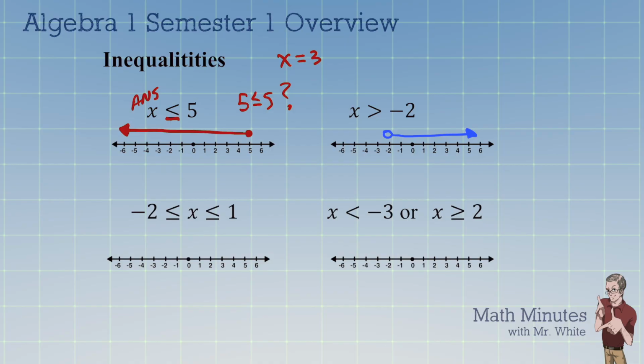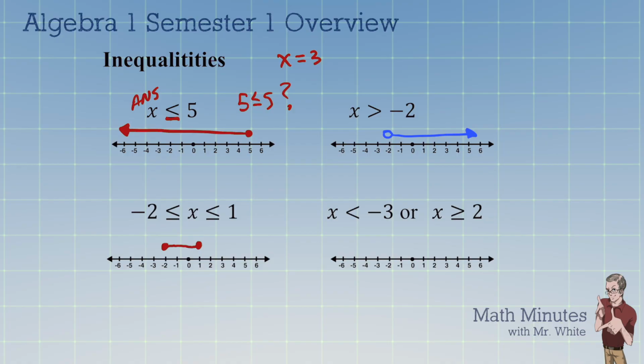So what we do is we put a closed circle here at negative 2, a closed circle at 1, and since the answers are all between, we draw a little line segment there between those two. All right, see how simple that is? That's called a compound inequality.